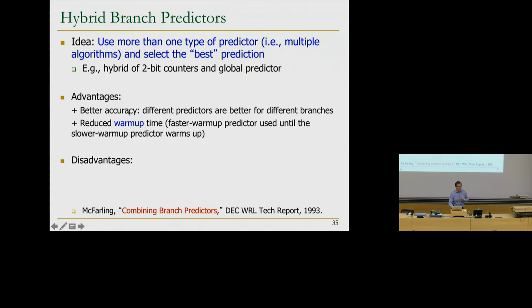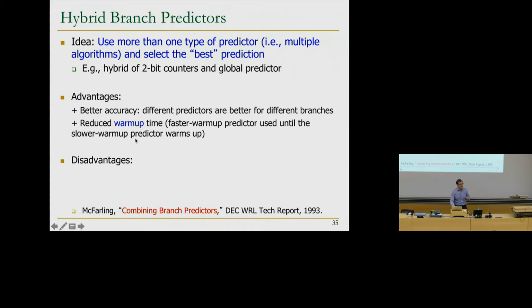So it turns out this leads to better accuracy because different predictors are better for different branches. Different predictors may be better for the same branch at different times of execution also, because branches also change behavior dynamically depending on the data patterns, for example, that the branch is looking at. So overall, you get better accuracy with this.